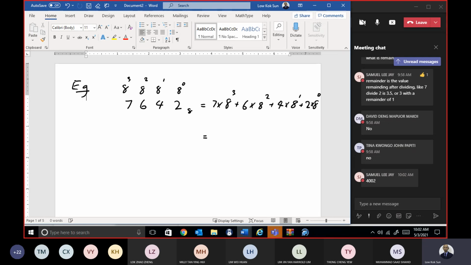So make sure that you have the position value correct. The rightmost has power of 0, because it is system 8. So all are 8, the base is 8. And then the power just increases in sequence. So you do this using your calculator. And Stemmer has the answer there: 4002. This is our system 10.